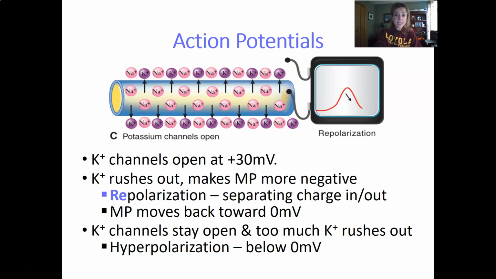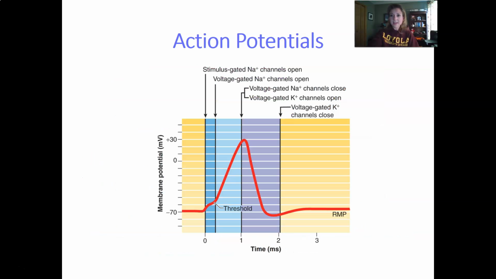Now, our potassium channels, like I said, they're starting to close here, but they're still open. And so our potassium has more time to leave the cell. And that means that too much potassium is going to rush out of the cell. And that's going to put us into another phase called hyperpolarization. It's going to cause the charge on the inside of our cell to go below resting, to go below negative 70. And that is going to cause another phase. All right, we will get there in just a moment.